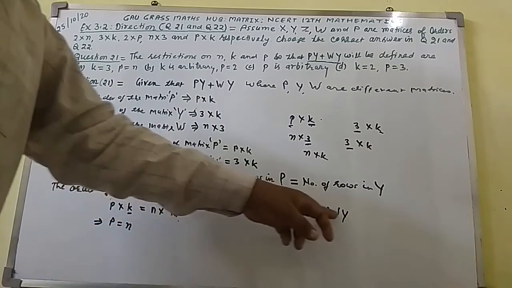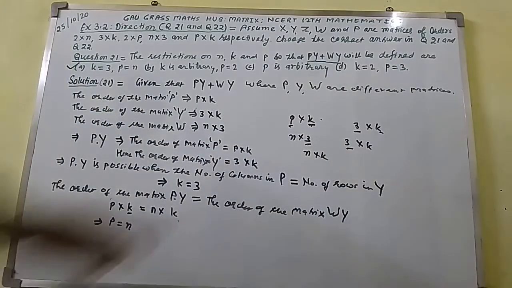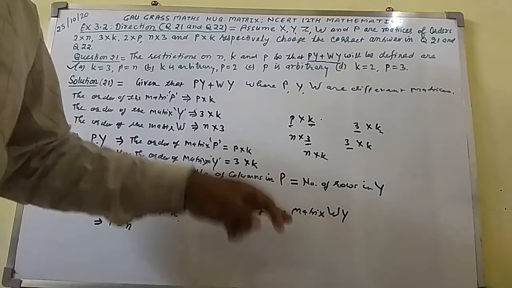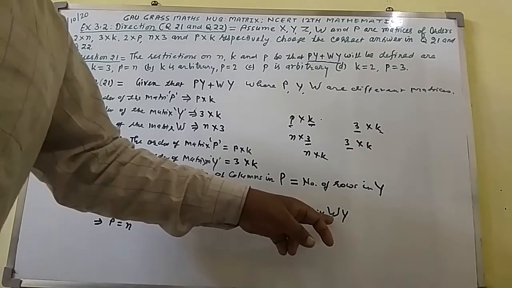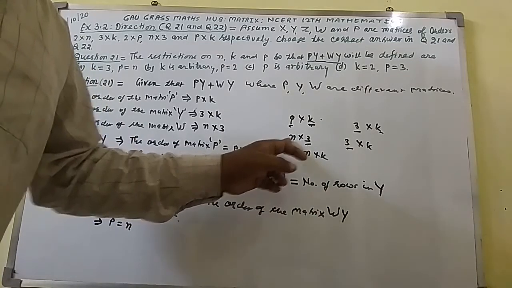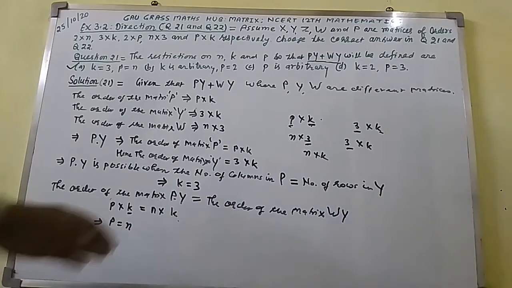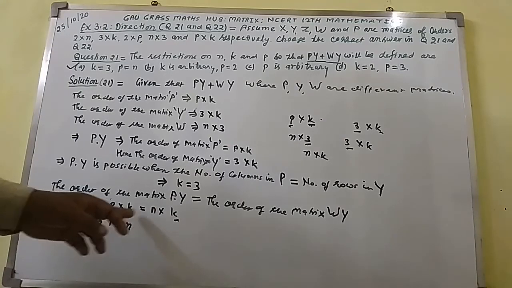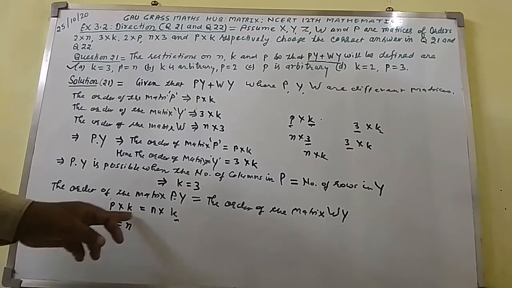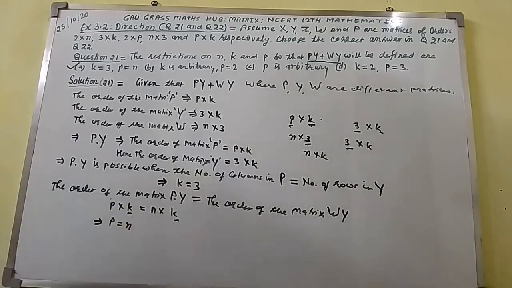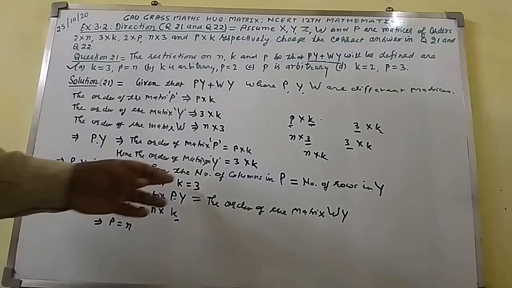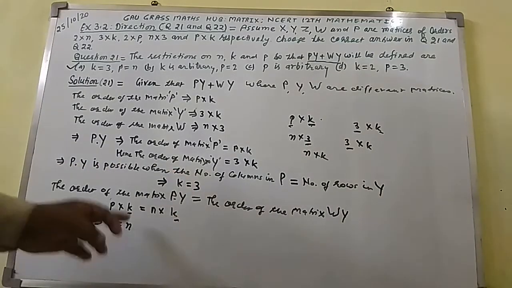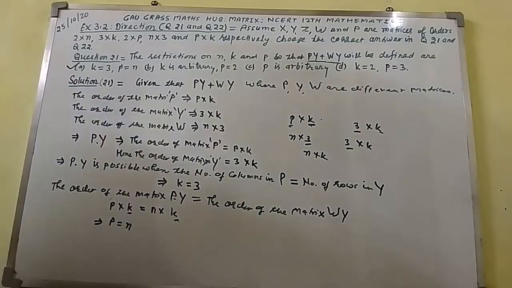Then Wi will be possible here. So the order of the matrix Wi will be N equal to K. Compare both, because the equal to sign is available, so you will get here P equal to N. Now the values we have got are K equal to 3, P equal to N. This means that option A is the correct answer.